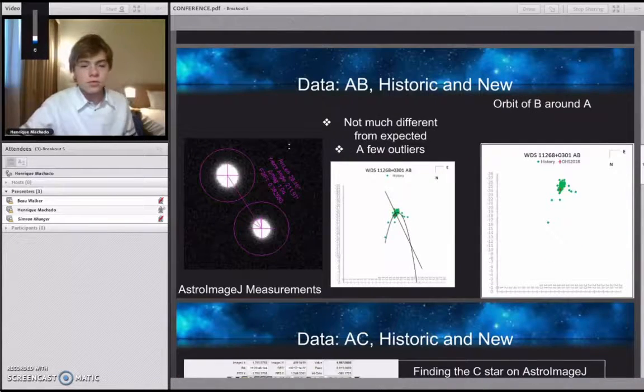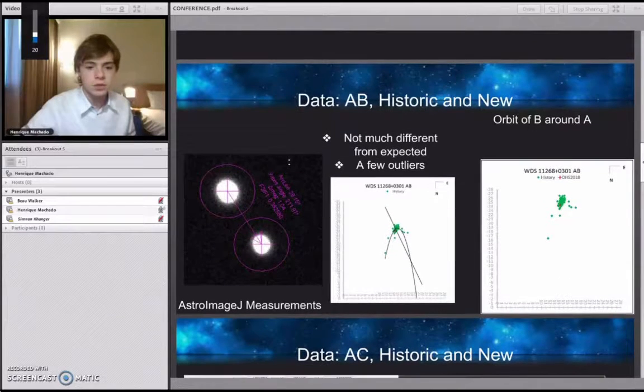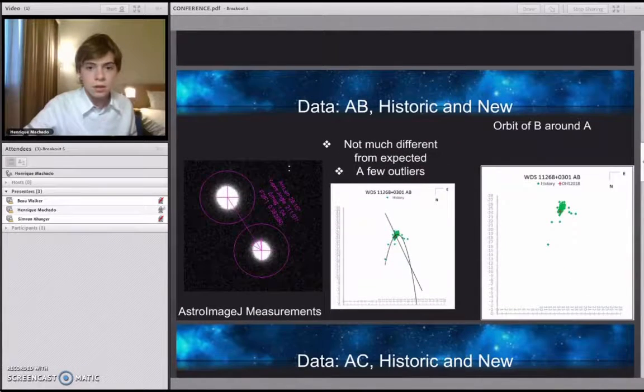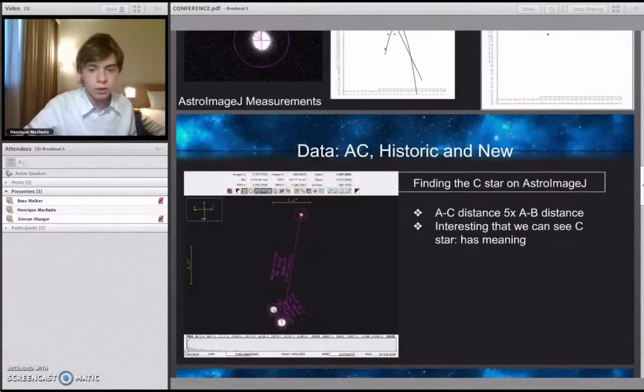Alright, so in this slide we have data for the AB star. We have a screenshot from AstroImageJ, which is the astronomy graphing software. So we have on the right a graph with the best measurement of the AB system, and we have our measurement as a red cross in the middle of the green things. And here in the middle we have a linear and a curve fit for the orbit. So you can see the curve fit is really good.